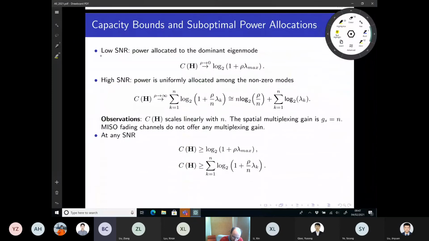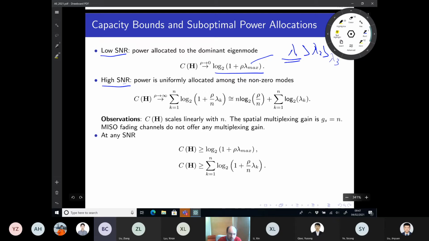Good. So this is summarized here: low SNR and high SNR. At low SNR, I only care about the dominant eigenmode. I allocate all my power to the dominant mode, so I transmit only one stream. And so the rate of that stream will be log2(1 + rho lambda max), where lambda max is the largest eigenvalue that I have. So if lambda 1 is larger than lambda 2, lambda 3, and so on, my lambda max will be lambda 1, essentially.